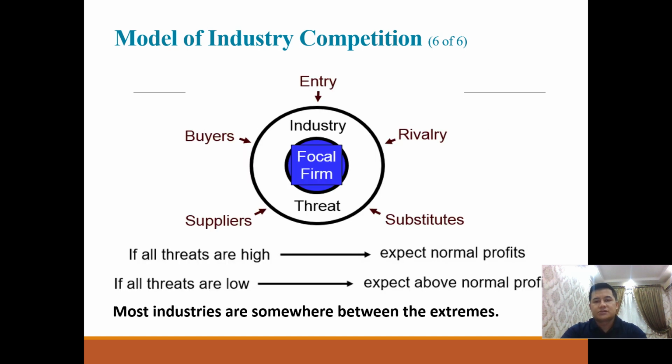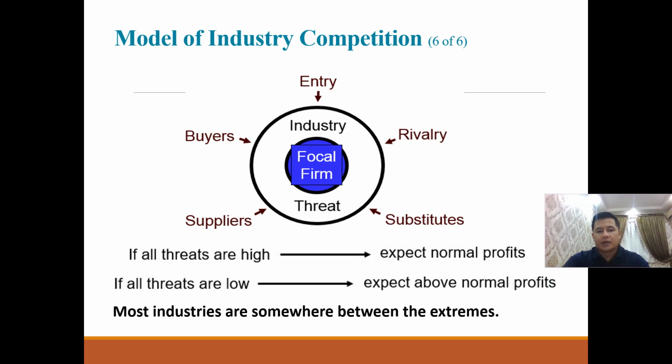So, model of industry competition. Here you can see, as we mentioned above, in this picture, if all threats are high, expect normal profits. If all threats are low, expect above normal profits. Most industries are somewhere between the extremes.